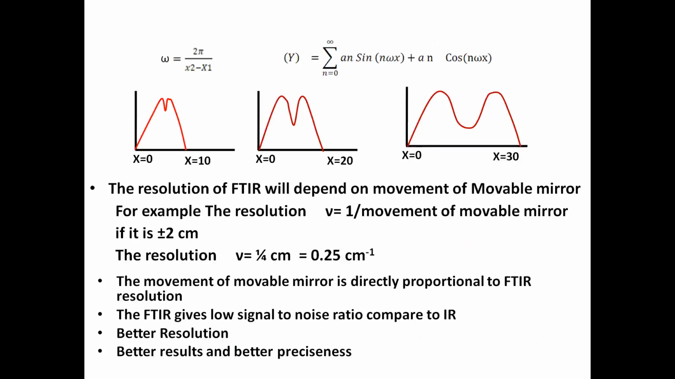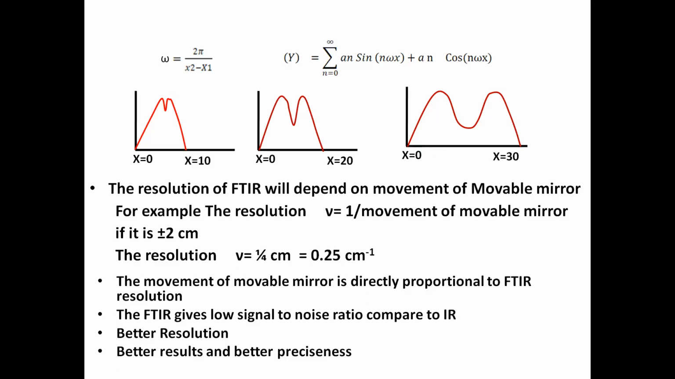Now, this omega is 2 pi upon x2 minus x1. What is the purpose of this x2 minus x1? Suppose your x1 is 0 and x2 is 10. You will get this type of interferogram. When you enhance this range, meaning x1 is again 0 and x2 is 20, you will get a more clear interferogram. And when you further enhance it up to 30, you will get further clarity in your interferogram.